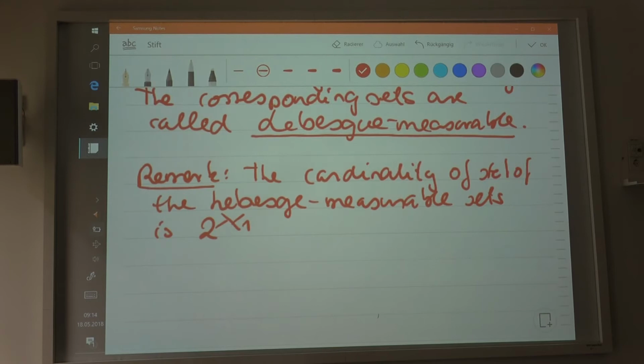Yes? Could you read that? Yes. Again, the cardinality of the set of the Lebesgue measurable sets is equal to 2 to the power of aleph-1, and aleph-1 is the cardinality of the set of real numbers. We already discussed that. So this is just as large as the power set of the real numbers.